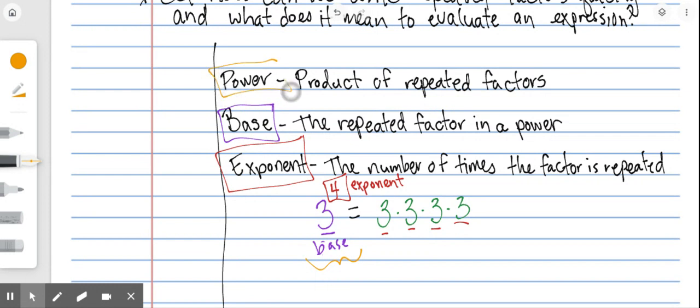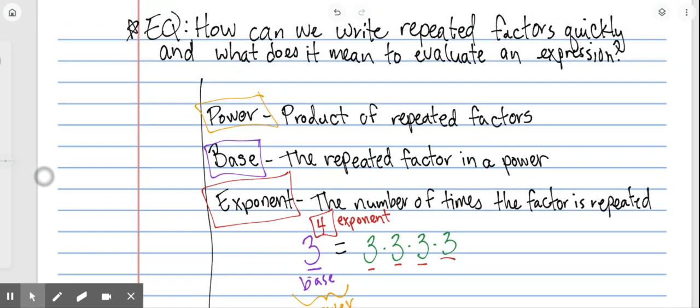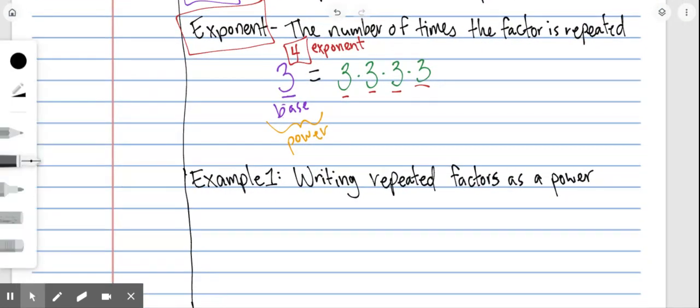And then the power is just this whole expression, 3 to the 4th. That is called a power. It is the base along with the exponent. You cannot have a power without having both of those. So today we're going to talk about using powers to rewrite repeated factors. You'll notice that the first part of our essential question is how can we write repeated factors quickly? So our example 1 is about writing repeated factors as a power.